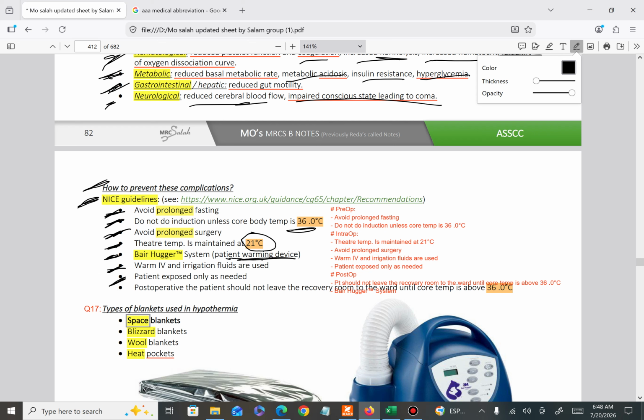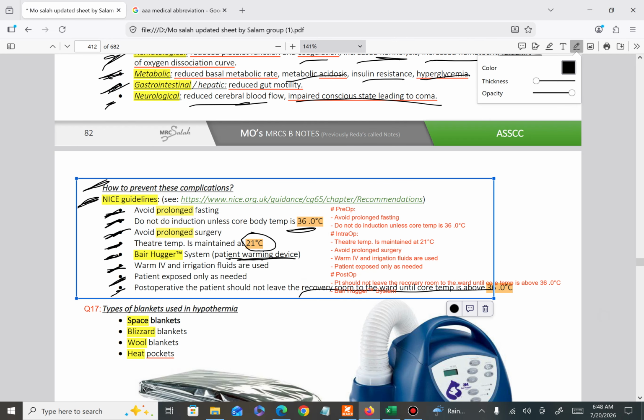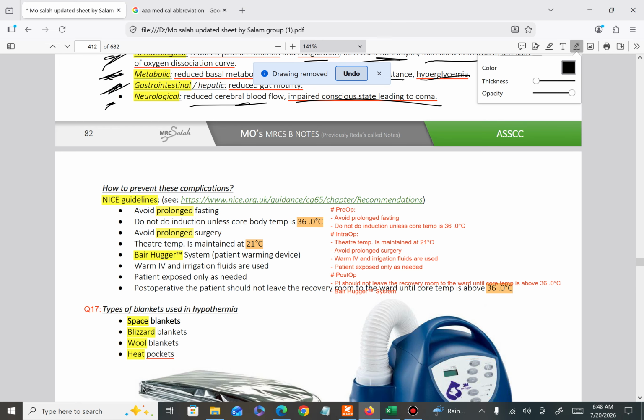Patient exposed only as needed, and post operatively the patient should not leave the recovery room to the ward until core body temperature is 36 degrees C. Okay, so these are the precautions to prevent hypothermia and its complications.